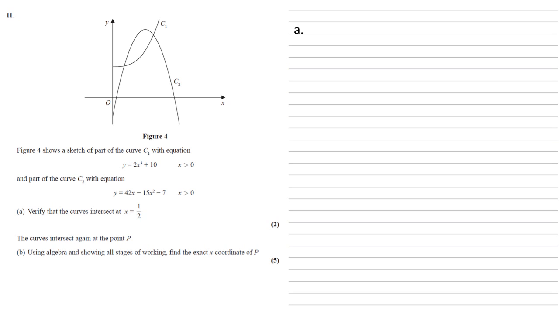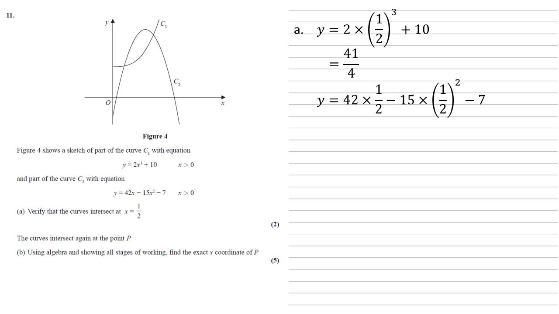So all we need to do with this one is to take our x equals a half and substitute into the two equations and see what y value we get out. So for the first equation, y is going to equal 2 times a half cubed plus 10, which is equal to 41 over 4. For the second equation, we're again going to substitute that half in. So y equals 42 times a half minus 15 times a half squared minus 7, which equals 41 over 4 again. So y is the same for both equations, therefore the curves intersect at x equals a half.